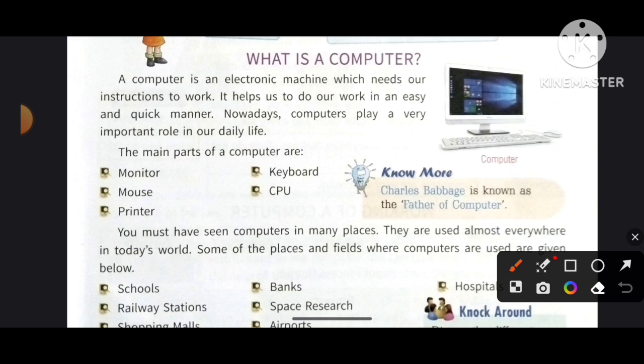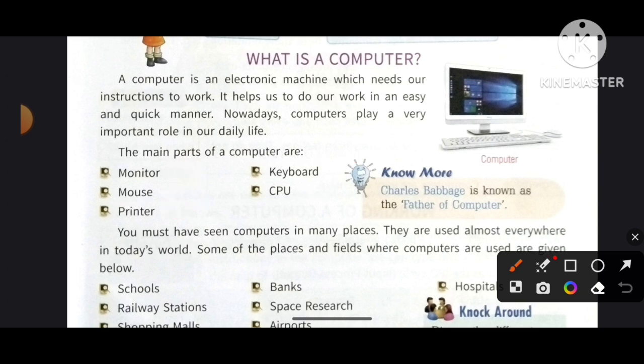Okay, so what are the main parts of computer? There are basically 5 main parts of computer. Okay, first one is what? The first parts are monitor, mouse, printer, keyboard and CPU. These are the main 5 parts of computer.